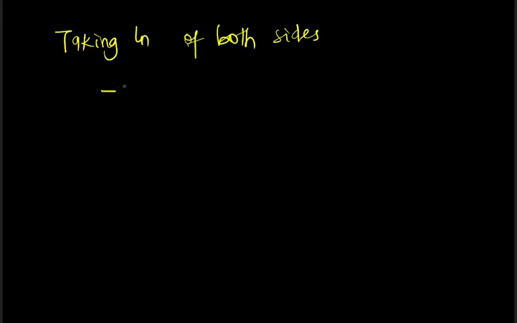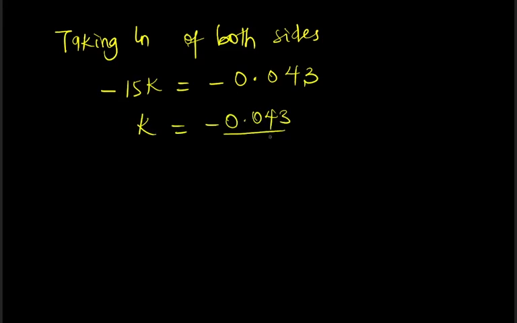we have minus 15k will be equal to minus 0.043. From here, we can make k subject of formula, which is equal to minus 0.043 over minus 15. To make something subject of formula means to make it stand alone. So from here, you are going to have 0.003.